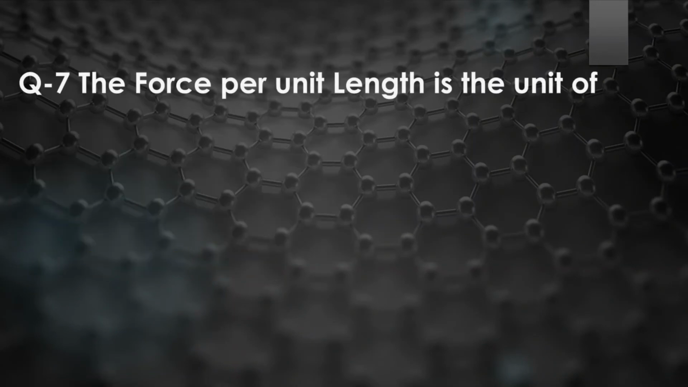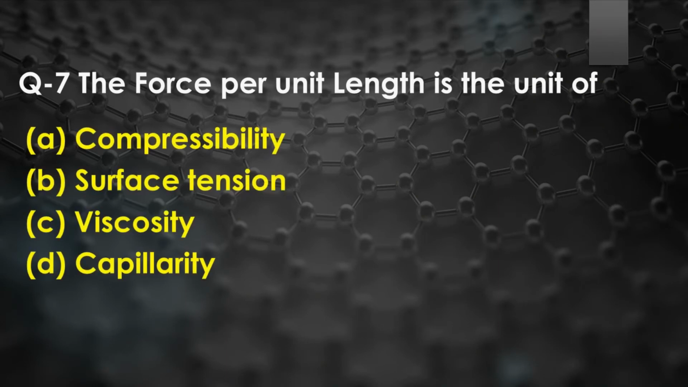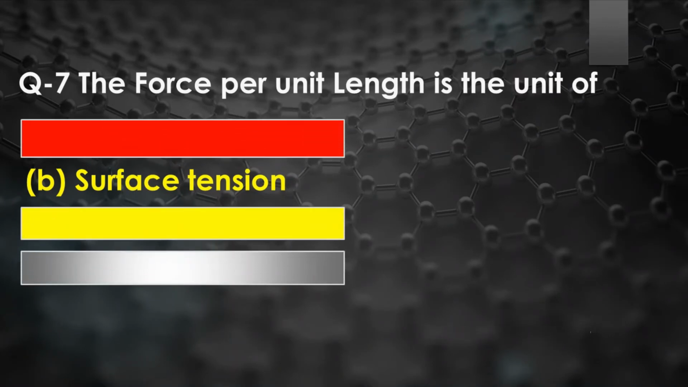Question number 7. The force per unit length is the unit of: option A, compressibility; option B, surface tension; option C, viscosity; option D, capillarity. We know that surface tension is the force acting per unit length. The unit of force is newton and the unit of length is meter, so its unit is newton per meter. So the right answer is option B, surface tension. The force acting per unit length is the unit of surface tension, and mathematically it is written as newton per meter.